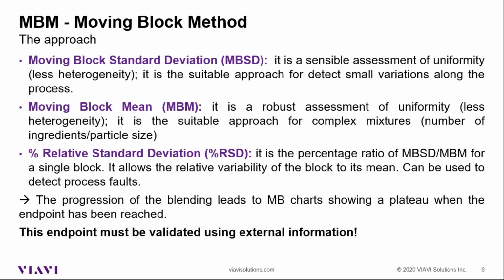Something that Emiliano already said is that when my blending is finished, when my process is finished, the charts that I can plot from the moving block standard deviation, the moving block mean, and the relative standard deviation are going down, down, down, reaching a plateau. So the differences between the spectra that I'm measuring are becoming smaller and smaller. It means that I'm reaching the endpoint. But remember, again, that the endpoint must be validated. Of course, we can trust these moving block methods, but we have to confirm what we obtain from this data processing.